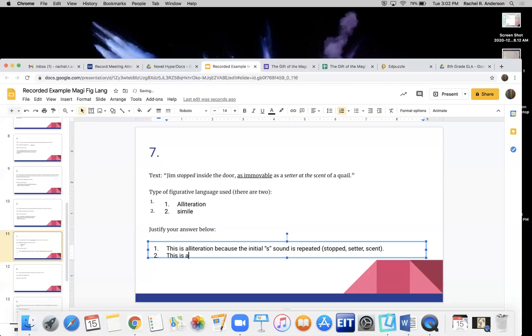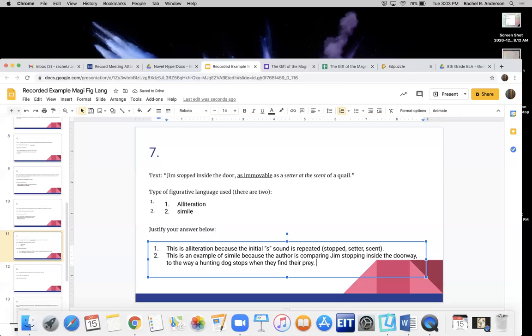So this is an example of simile because, again, that format, because the author is comparing Jim stopping inside the doorway to the way a hunting dog stops when they find their prey. Okay, so it's comparing 2 different things. Because it used like or as, it's simile. So pause that, get that down, double check it, correct your papers if you need to, and then let's move on to number 8.